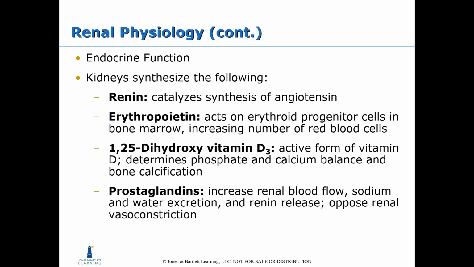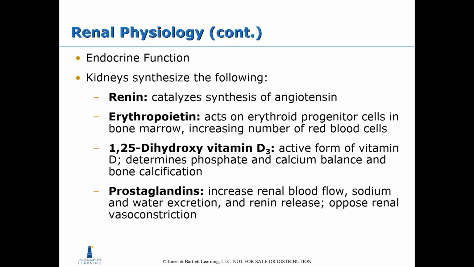The kidneys do produce their own hormones. We already talked about renin, which catalyzes the synthesis of angiotensin. The kidneys also produce erythropoietin, which is responsible for red blood cell production. It acts on erythroid progenitor cells in the bone marrow to increase the number of red blood cells. The kidneys also play a role in vitamin D synthesis. 1,25-dihydroxyvitamin D3 is the active form of vitamin D, and it determines phosphate and calcium balance and bone calcification.